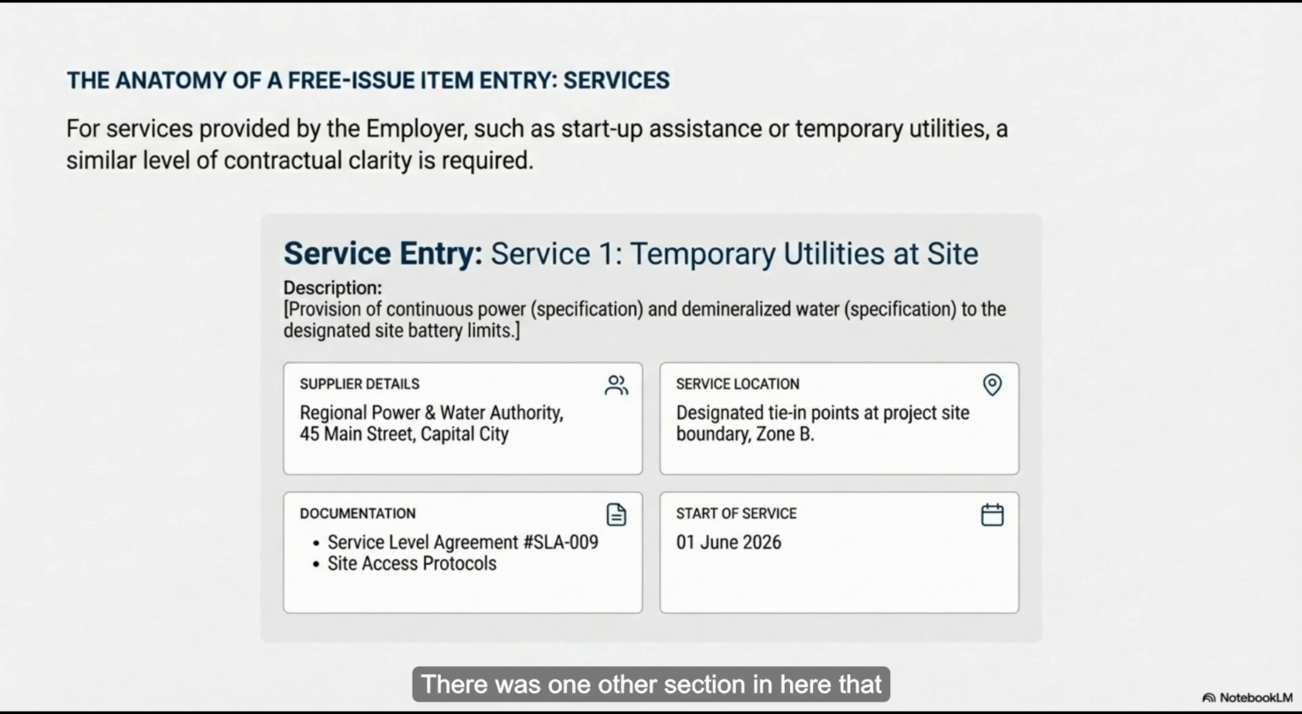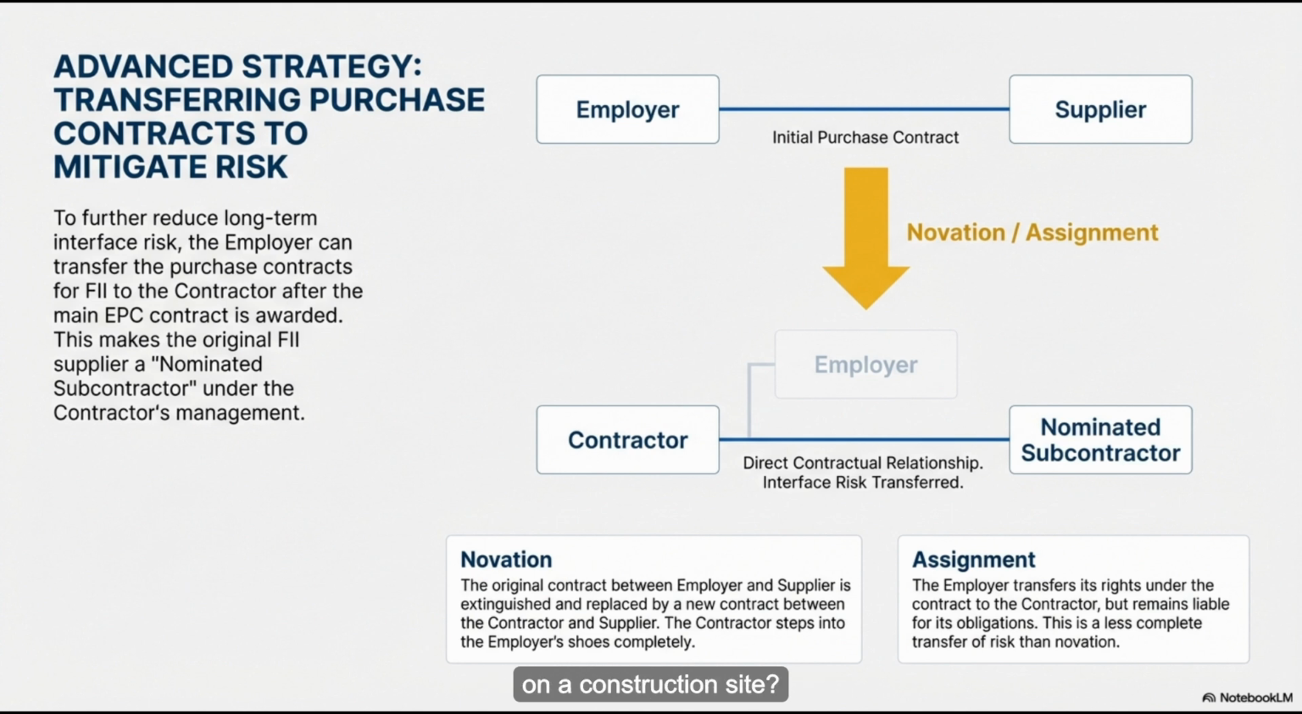There was one other section in here that seems small but crucial. Free issue startup items. Yes, Section 5. It lists things like demin water, chemicals, and power. Power? Don't they have plugs on a construction site? Not if you're building in the middle of a desert. The contractor needs huge amounts of power for welding, for cranes. If the employer doesn't provide a tie-in point, the contractor has to bring in enormous diesel generators. Which costs a fortune. A fortune.